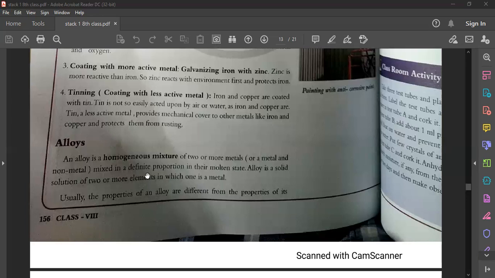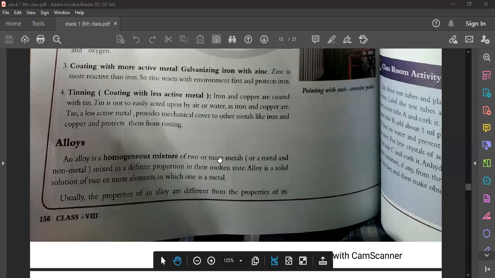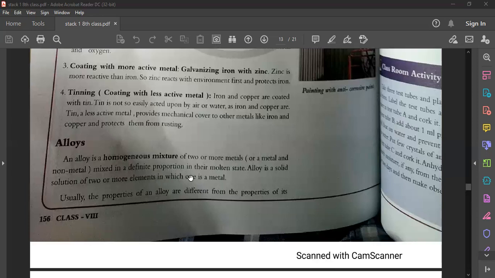That is only molten. Molten means what? Hot liquid. So we'll mix the two hot liquids and allow them to cool. So only it will form the homogeneous mixture. So alloy is a homogeneous mixture. After cooling, again it will become solid. Understand the definition? It is a homogeneous mixture of two or more metals, or metal and non-metal, mixed in definite proportion in their molten state.